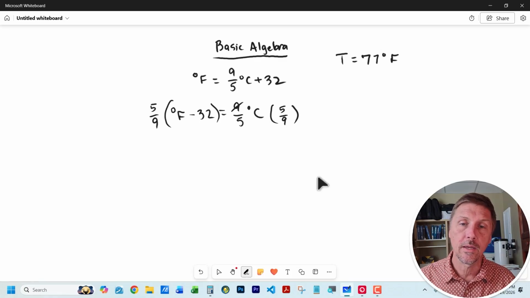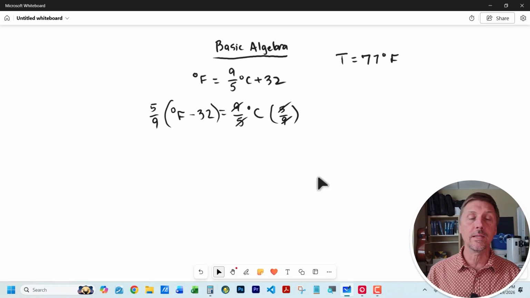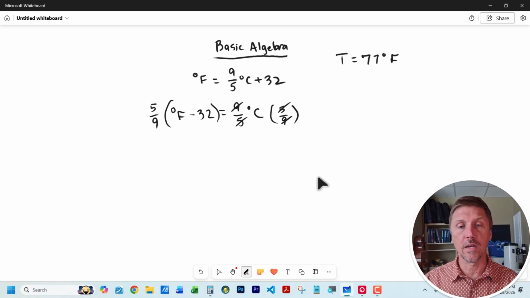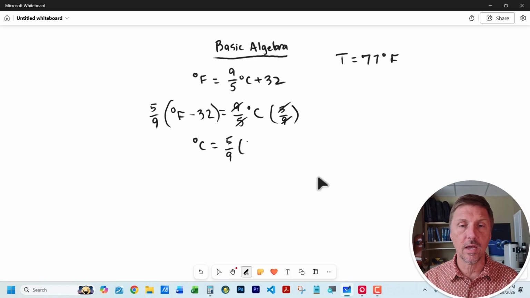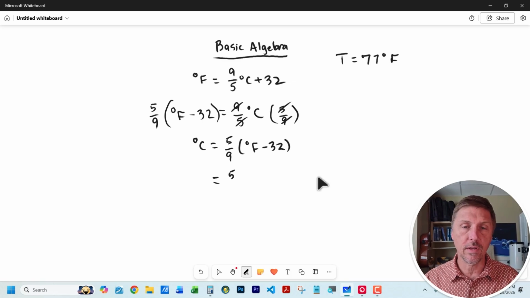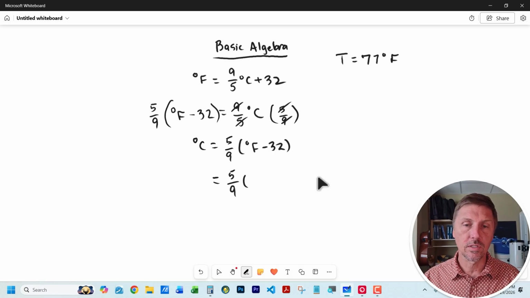Okay, and so when I do that, my 9's cancel out, my 5's cancel out. I'm left with degrees C on the right, and I've got what degree C is equal to on the left. So we're going to flip it around since we were solving for degree C, and we're going to say degree C equals 5/9 times degrees F minus 32. Now we're ready to take this 77 and plug it in. So let's do that. This is equal to 5/9 times 77 minus 32.